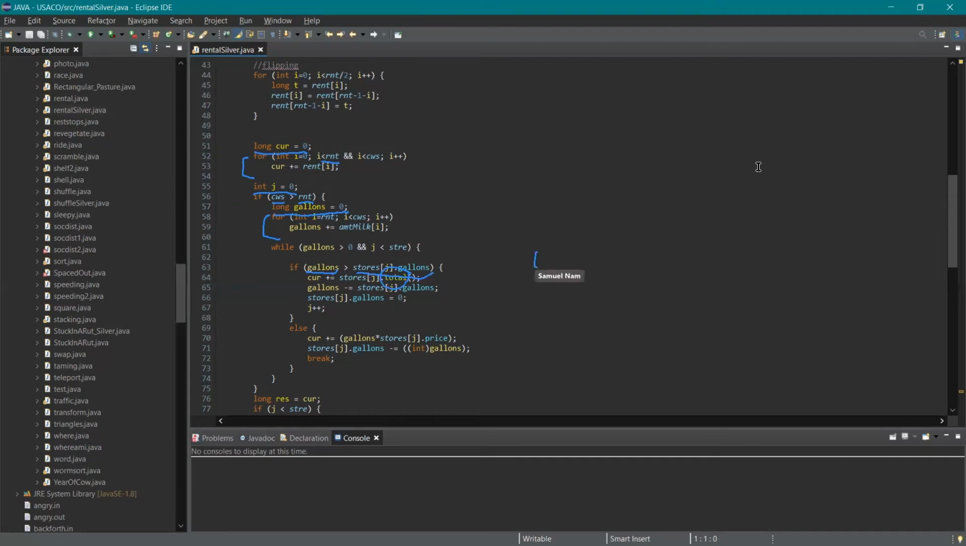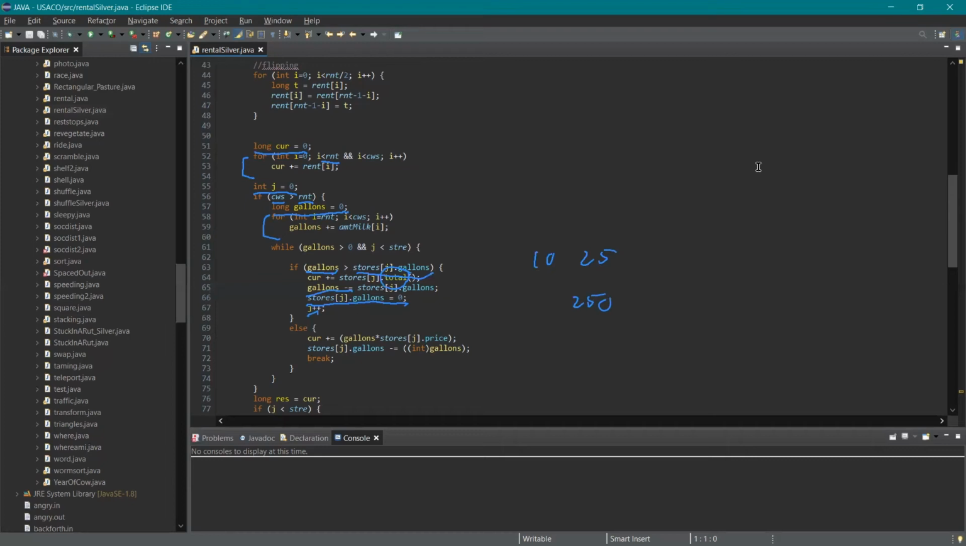So remember that 10 and 25 store, they're willing to pay 250 cents for 10 gallons of milk. So we subtract that from gallons, and store's gallons equals 0 because they don't need it anymore. And we go into the next store.